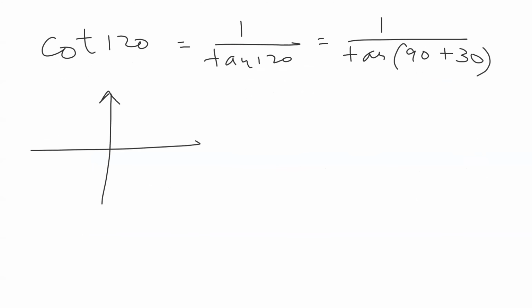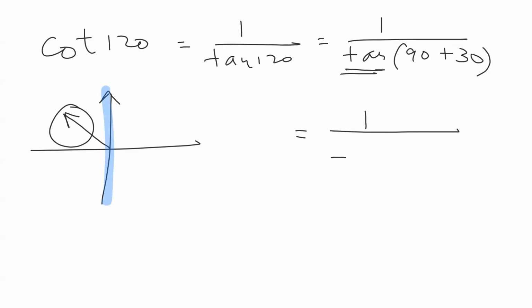So 90 is on the top, plus 30 in the anti-clockwise direction, right? So in this quadrant, your tan is negative, because in the second quadrant only sine and cosec are positive. Tan is negative, okay? And 90 is on the y-axis. So tan changes to cot 30.